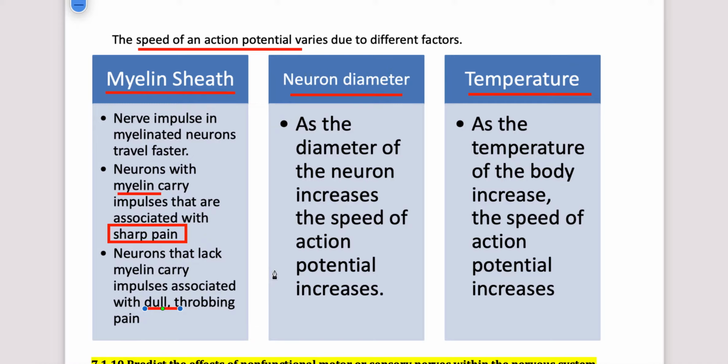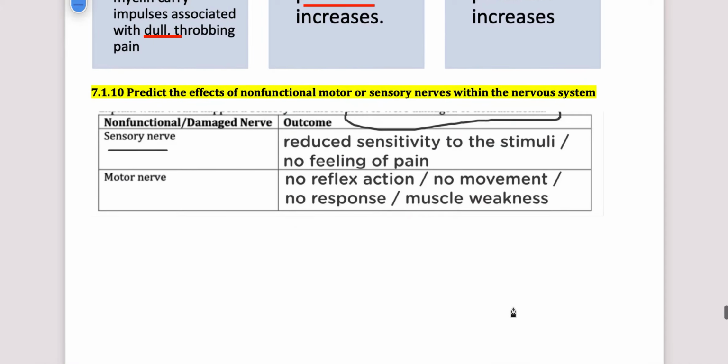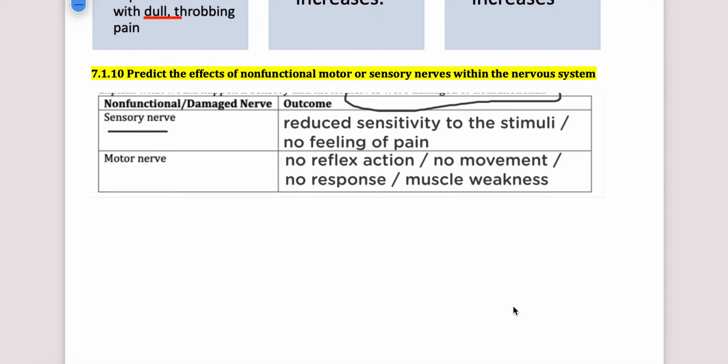So in all the three cases, we can say that they are directly proportional. As the myelin sheath thickness increases, the nerve impulse speed will increase, and as the neuron diameter increases, automatically the speed of the nerve impulse increases, and as the temperature increases, the speed of the action potential increases. Now the other part we have to discuss is the effects of non-functional motor and sensory nerves.